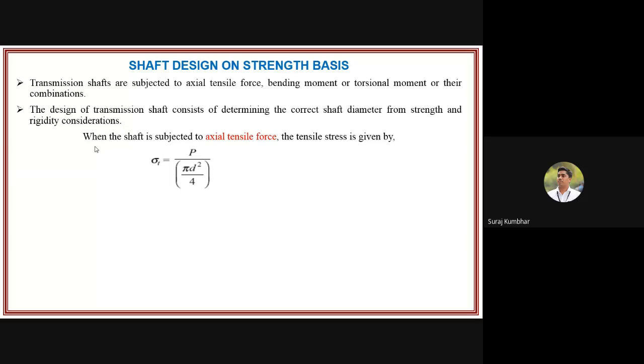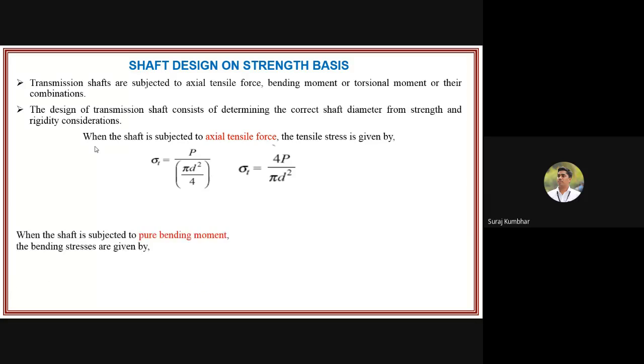So tensile stress is equal to P upon pi by 4 into d square when your shaft is under pure tensile force application. You can find the tensile stress due to that axial tensile force this way. Rearranging the terms, the denominator 4 goes to the numerator, so sigma t is equal to 4P upon pi d square. By using this formula, you can find the tensile stress in that particular shaft.